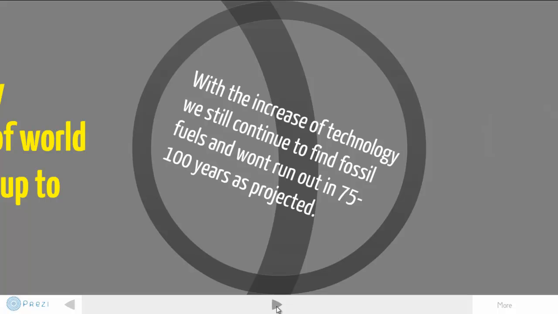With the increase of technology, we still continue to find fossil fuels and won't run out in 75 to 100 years as projected.